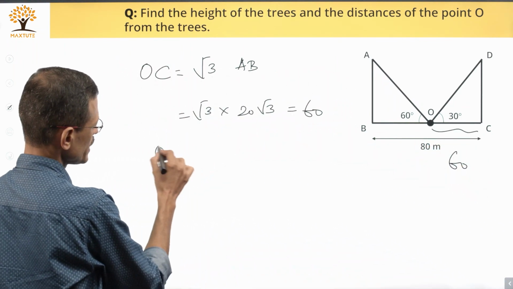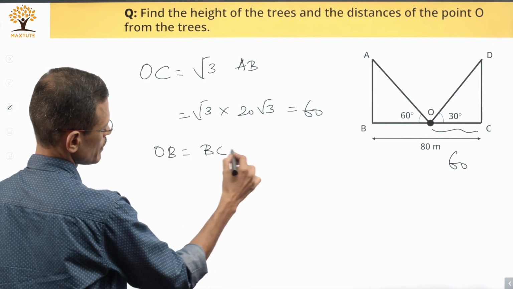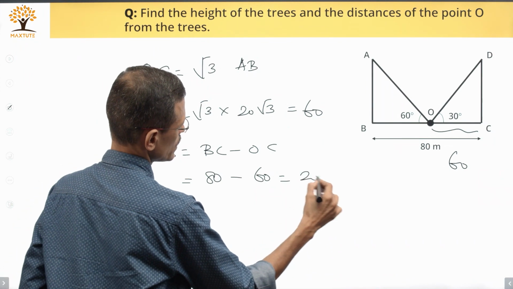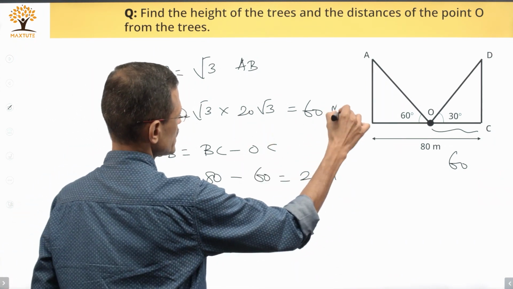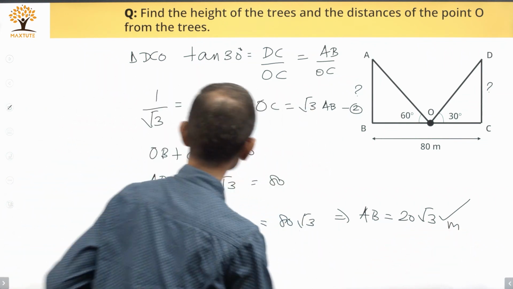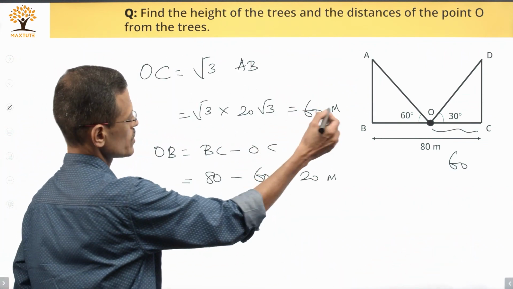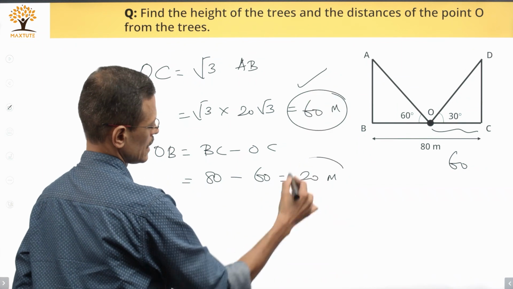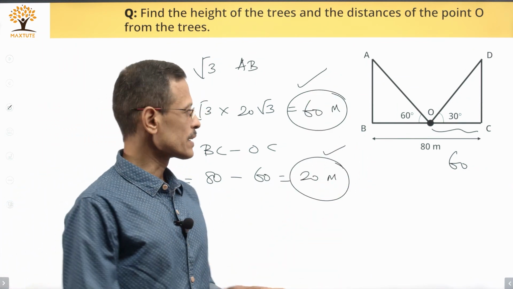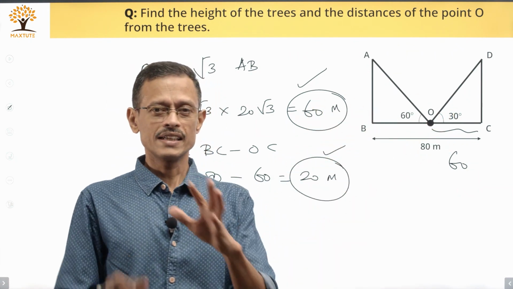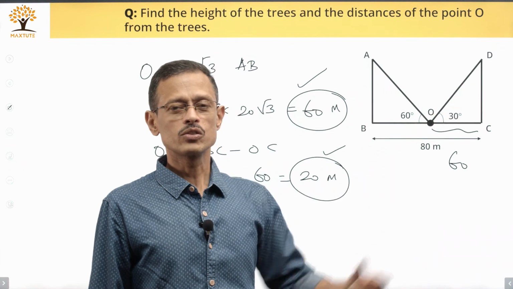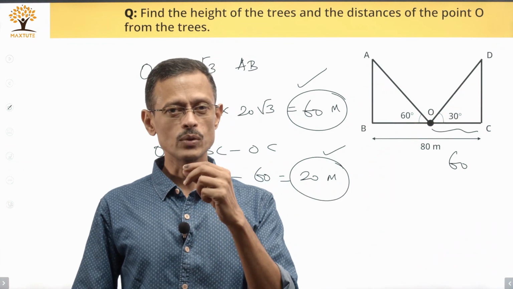What will OB therefore be equal to? OB is equal to BC minus OC, which is 80 minus 60, which is equal to 20 meters. So, height of the tree is equal to 20 root 3 meters. We found that here. Next we needed to find out OC. OC is equal to 60 meters, and lastly OB, which is equal to 20 meters, right? Reasonably easy, but the moment you are able to figure out that at some level we can express OB and OC in terms of AB, we will end up getting an equation which is going to be in only one variable, AB.